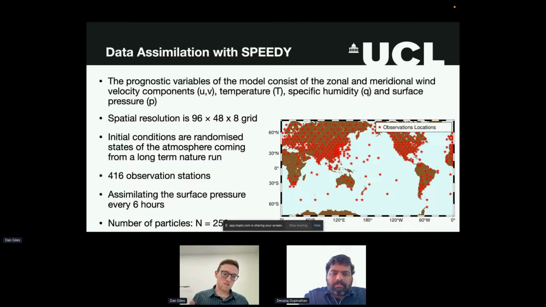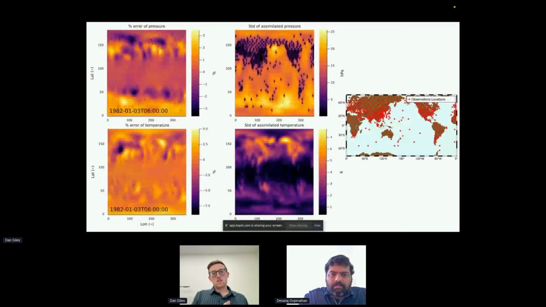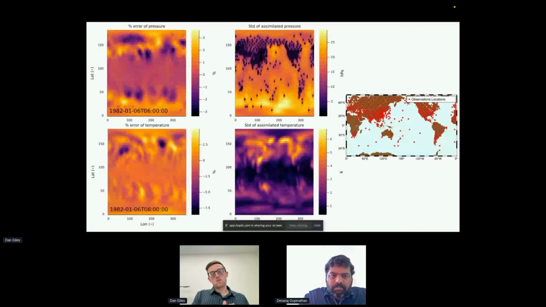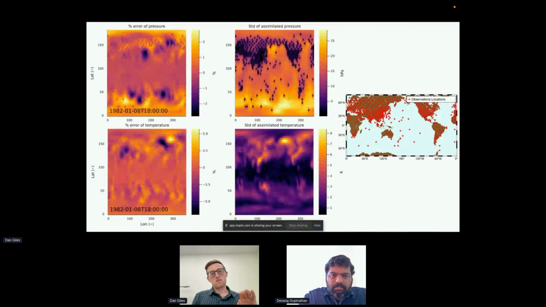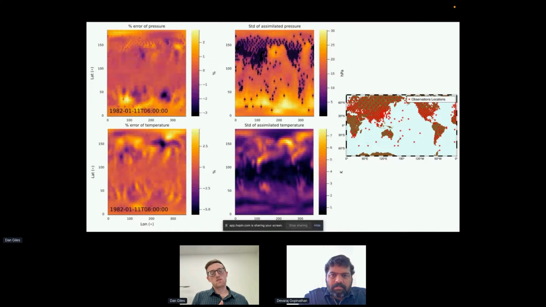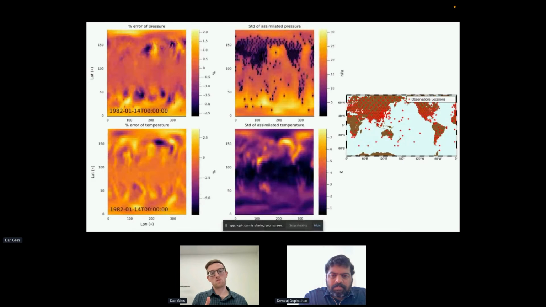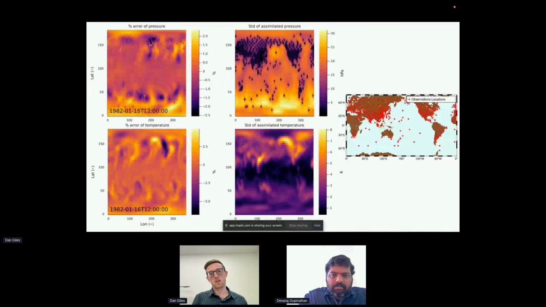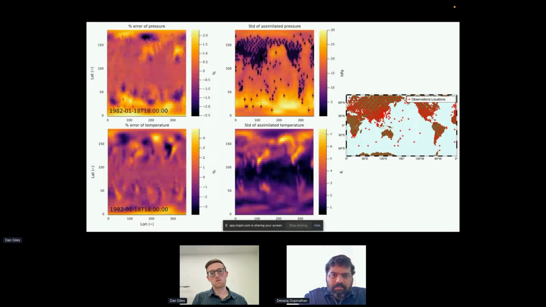We're going to observe just the surface pressure, every 6 hours. The total number of particles we need to run is 256. As you can see in the two movies, on the top left we have the percentage error of the surface pressure through time as we run this, and on the top right we have the standard deviation of the simulated pressure.